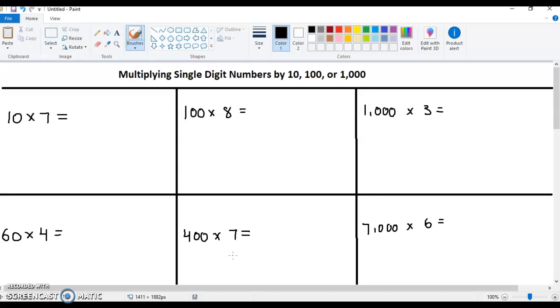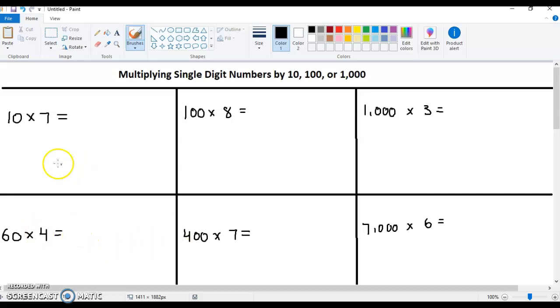But one thing before we start is we have to remember when you're being asked to multiply a single digit by a number that has a value of 10, or maybe a place value of 100 or 1000, it's the same thing as your multiplication facts. It just depends on which place value you are multiplying by.